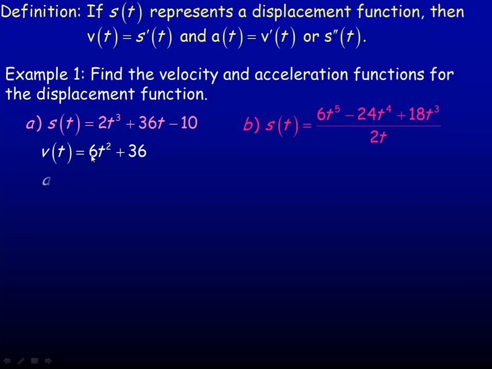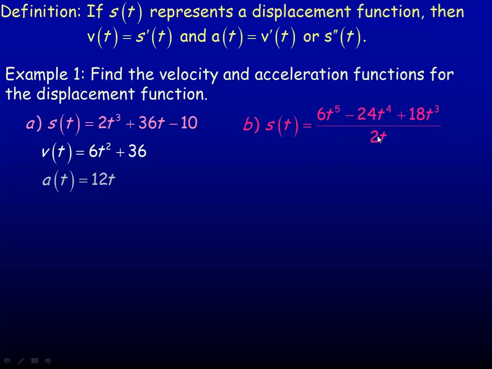To differentiate that again, we would then get the acceleration function. The derivative of 6t squared would be 12t. 2 times 6 is 12. Decrease the exponent from 2 to 1. And again, 36 is a constant, so its derivative would be 0. So that's the acceleration function.